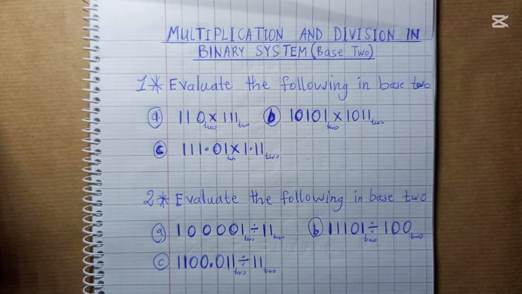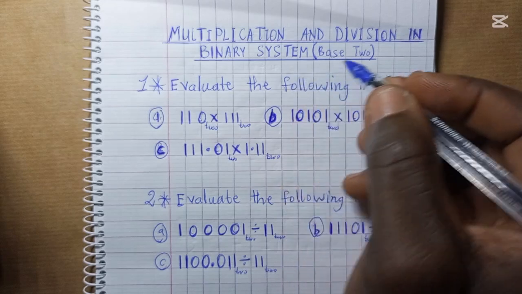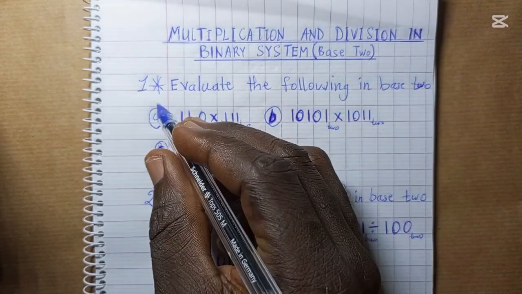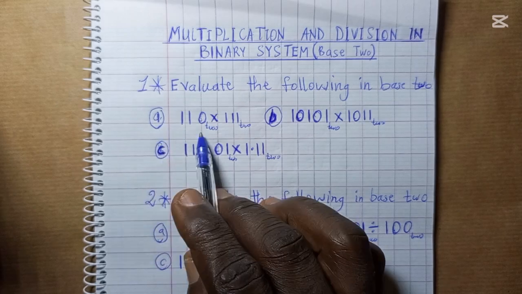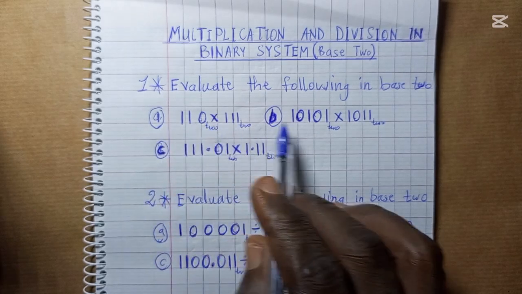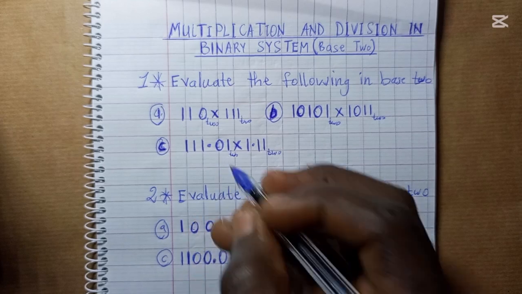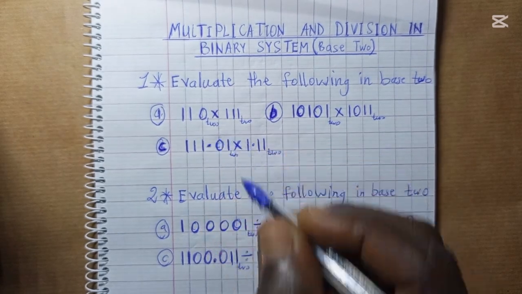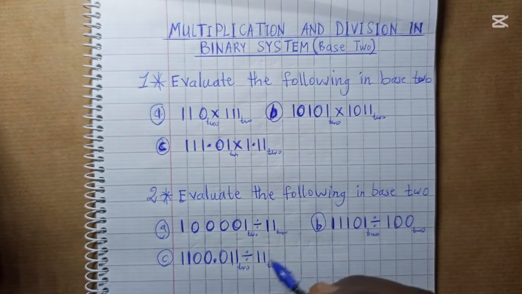And in this video, we'll be looking at multiplication and division in binary system, that is in base 2. So we'll be looking at these questions. Number 1 says, evaluate the following in base 2. A, we have these numbers, multiplications, the B, and then the C. Notice this one has a decimal point, so follow me step by step. I'm going to show you how you are going to resolve this kind of problems.